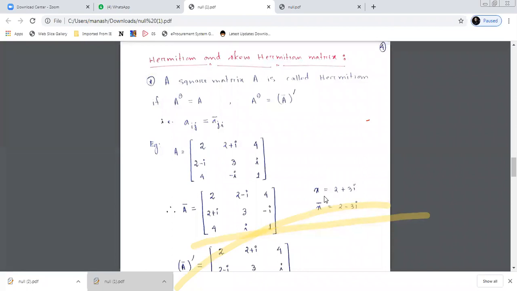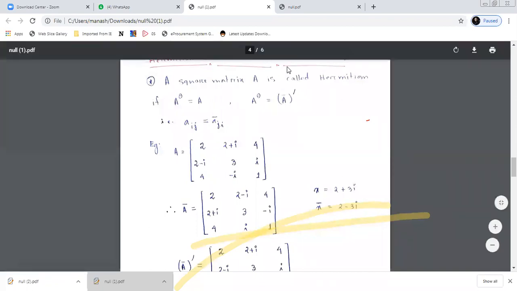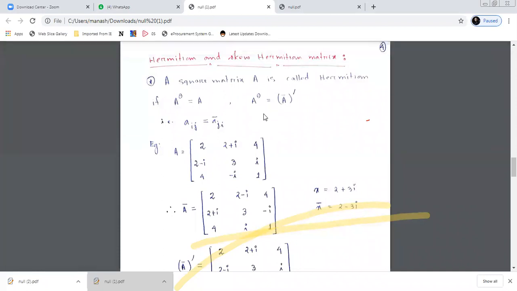You got it in your book. It says conjugate of an element. See here, I give one example. If x is equal to 2 plus 3i, then x bar is equal to what? 2 minus 3i. That means the sign of the imaginary part is changed. Clear? Now see here how we can write a Hermitian matrix. It is very important.